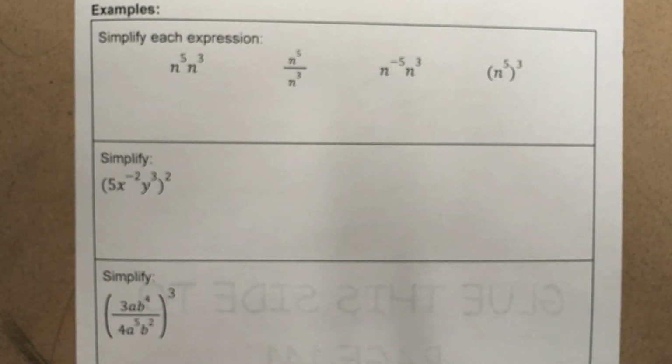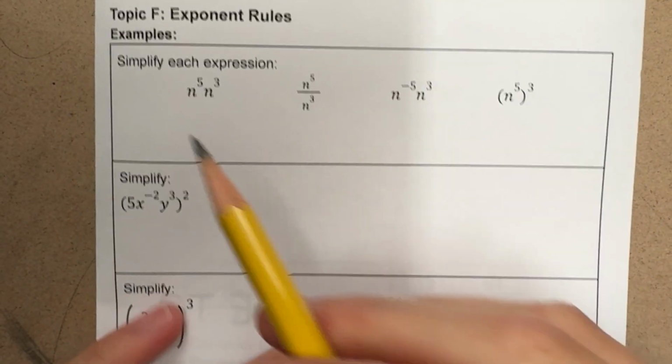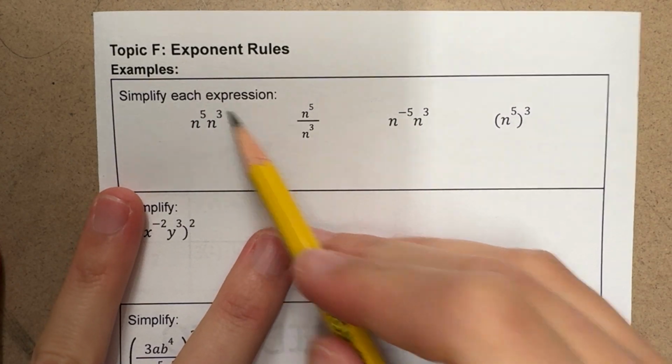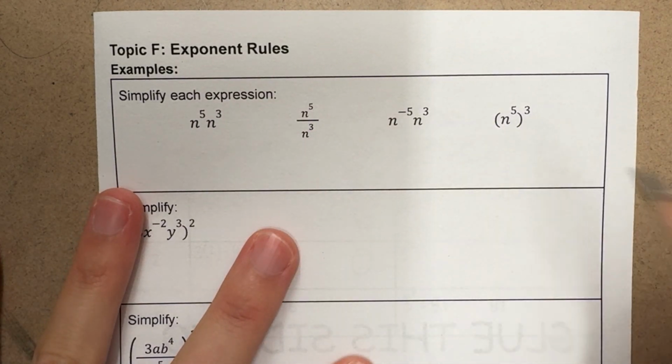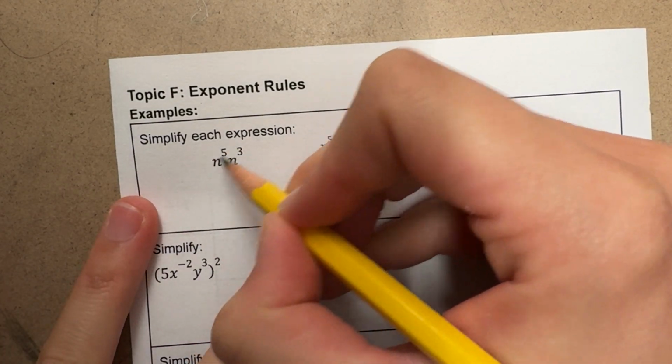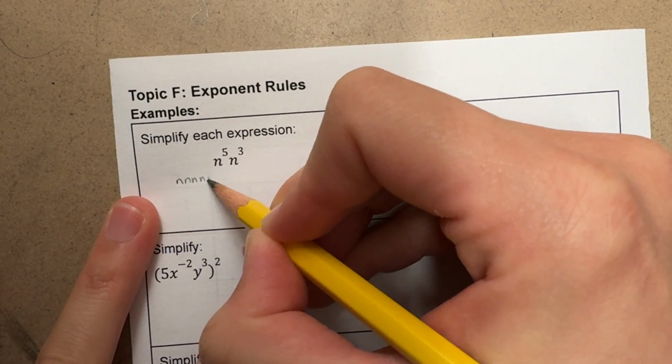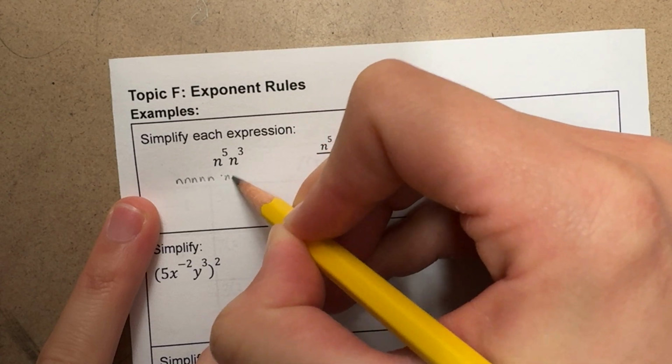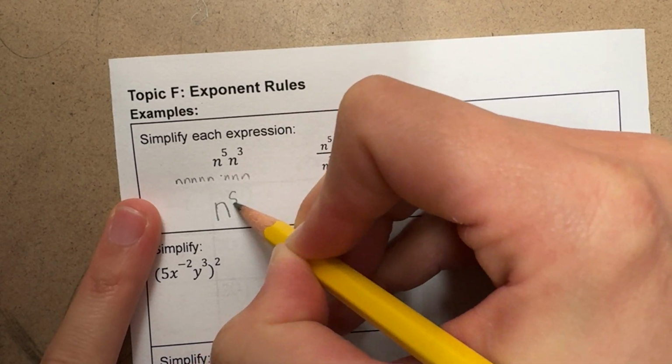Okay, in these top expressions, notice that they're all, like, I have n to the power of 5, n to the power of 3, right? It's just kind of in different arrangements, all right? So here the key is just not to get them mixed up, right? This means n to the 5th times n to the 3rd. How many total n's? 8.